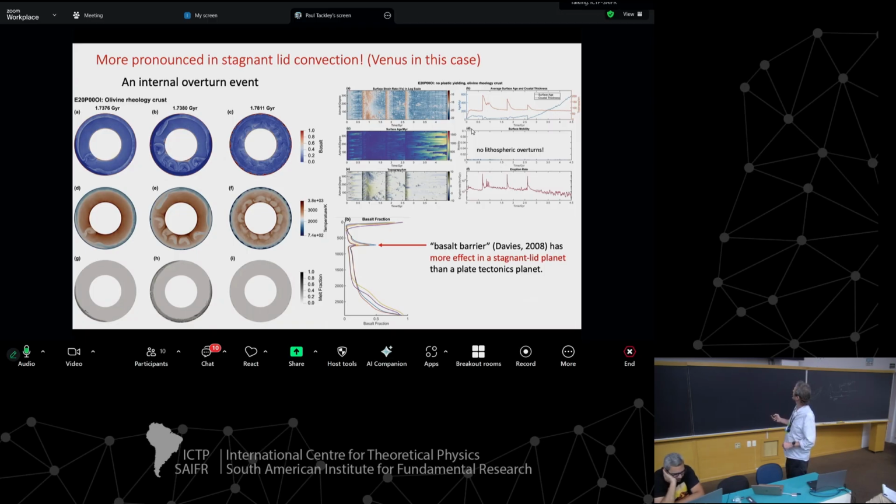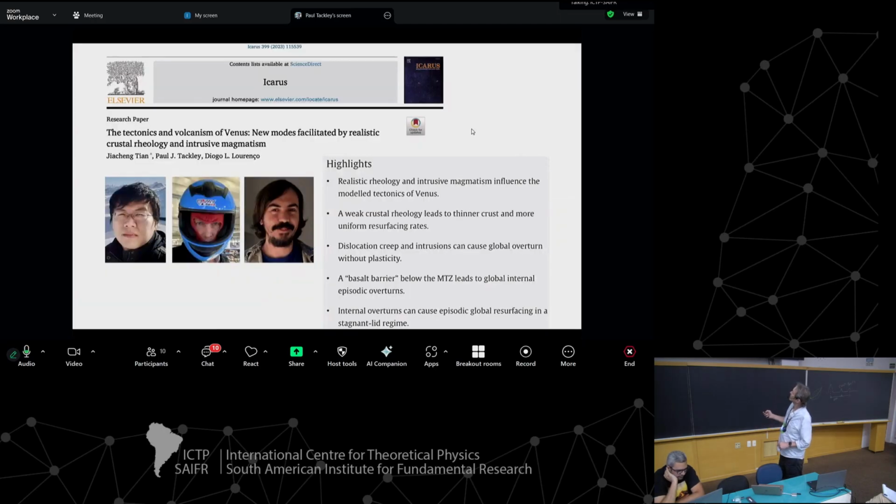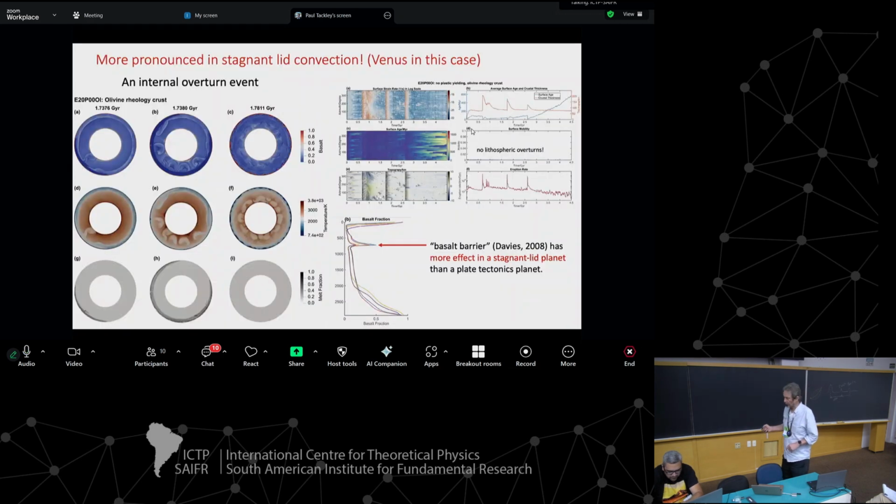So this was a paper that we published, in fact, last year, 2023, yes. What's happening is that for long periods of time, the flow between the upper and lower mantles is inhibited due to this basalt barrier effect.